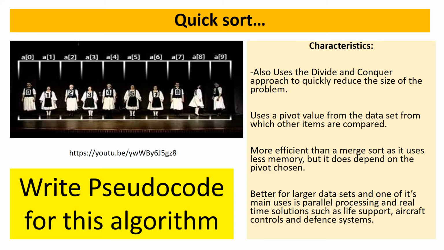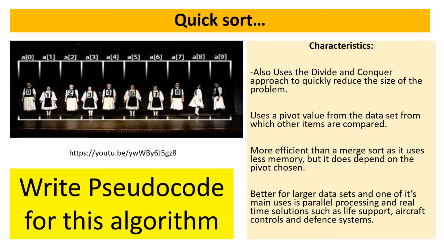The quick sort uses the divide and conquer algorithm, similar to the merge sort, which quickly reduces the size of the problem. It uses a pivot from the dataset, and all other items are compared to it using the pivot. It's more efficient than a merge sort as it uses less memory, but this does depend on the pivot that's chosen. It uses less memory than a merge sort because a merge sort relies heavily on a recursive solution. This means it's better for larger datasets.